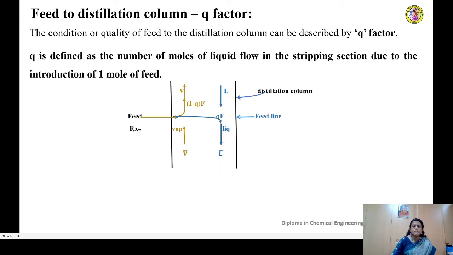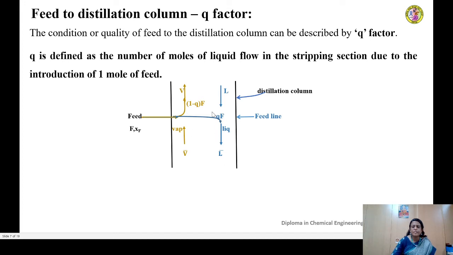Let us now see how the different conditions will alter the vapor and liquid flow rates differently in a distillation column. Let us consider the middle section of the column. This is the point where the feed is entering. Consider that your feed is, for the time being, a mixture of vapor and liquid. So the mixture enters here. The vapor portion gets added to the vapor stream that is flowing in the upward direction. The liquid portion gets added to the liquid phase that is flowing in the downward direction.